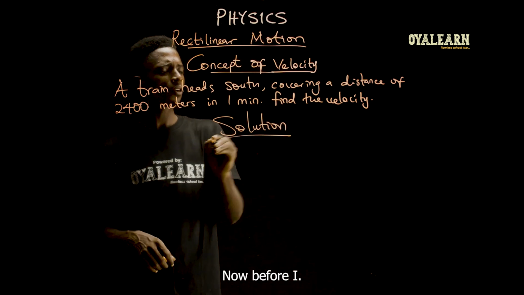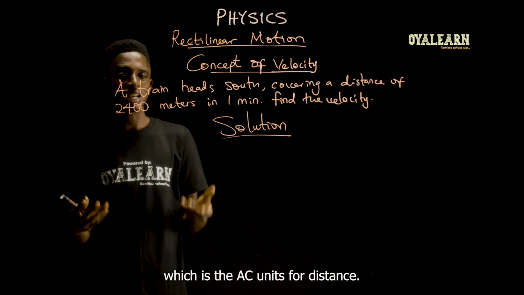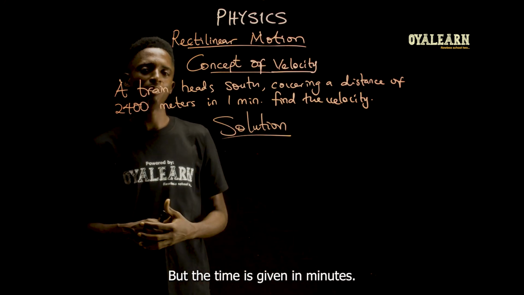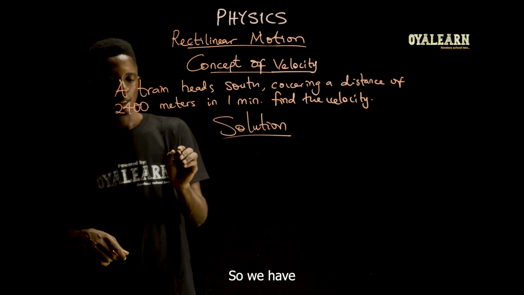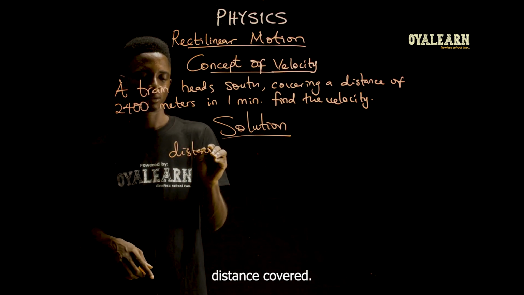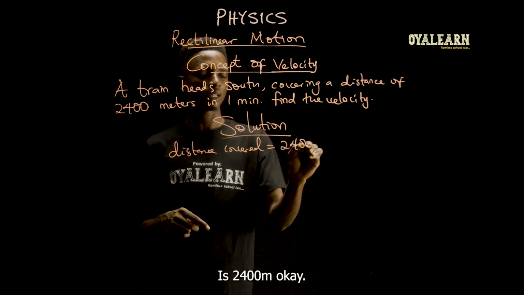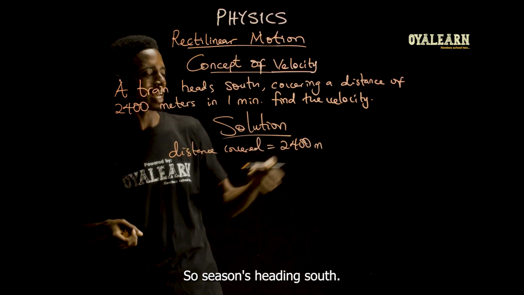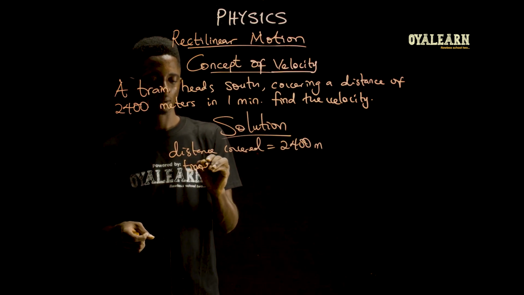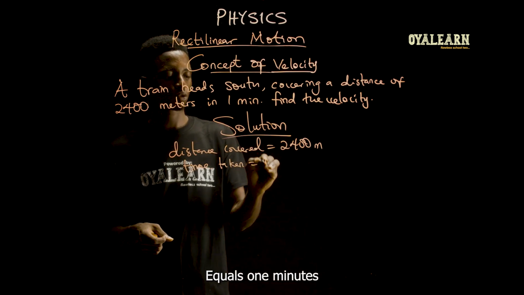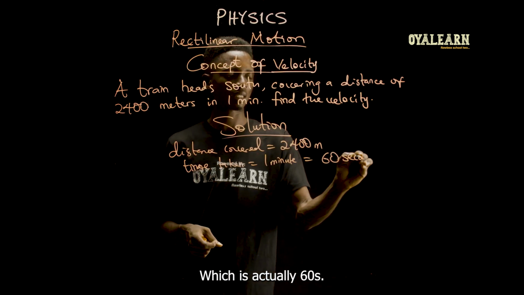Solution. Before I go on, you would see here that the distance is given in meters, which is the SI unit for distance, but the time is given in minutes. So what you have to do here is convert this into seconds. We have distance covered is 2,400 meters. Since it's heading south, we know that it's a displacement in this case. And time taken equals 1 minute, which is actually 60 seconds.